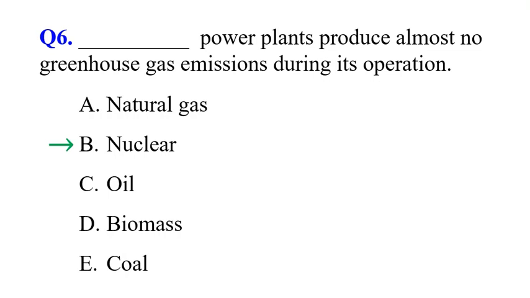From these resources, nuclear power plants produce almost no greenhouse gas emissions during operation. You have to select the best answer. If you take natural gas, oil, biomass and coal, for sure they emit greenhouse gases.